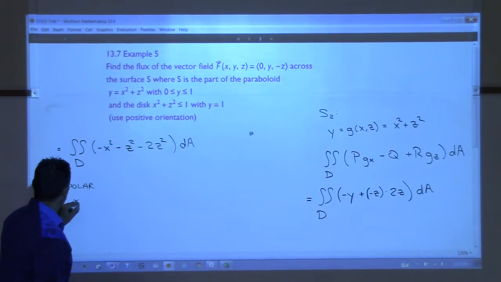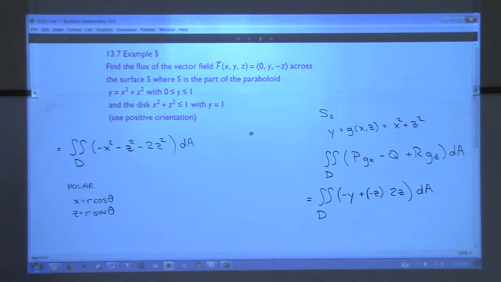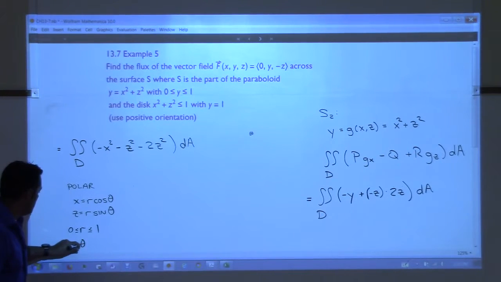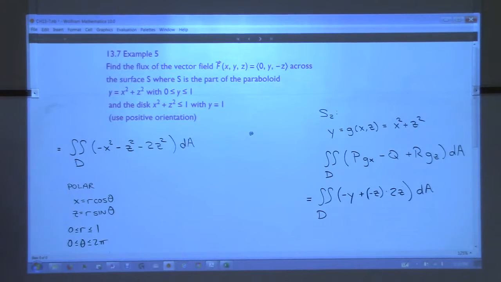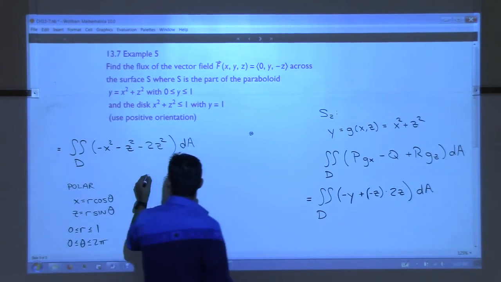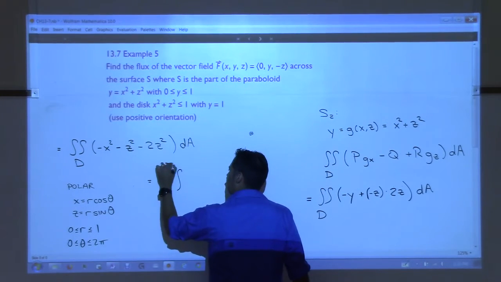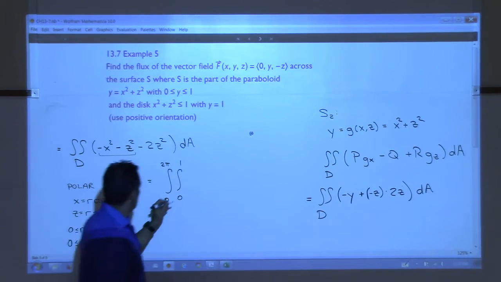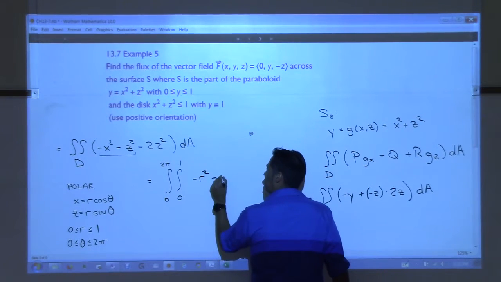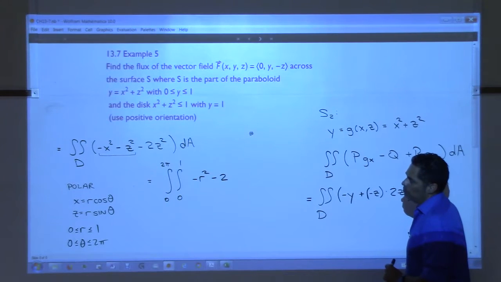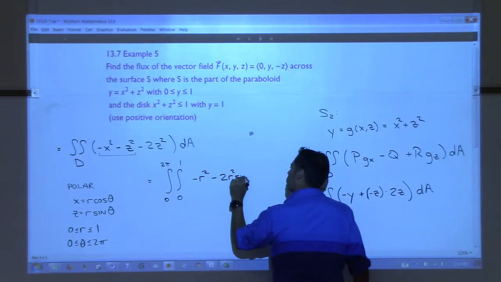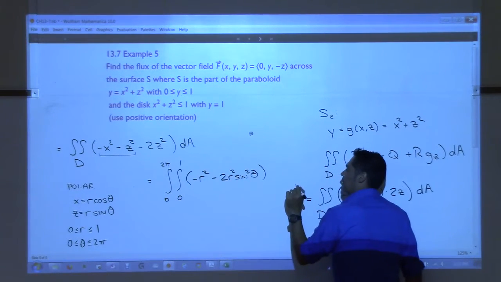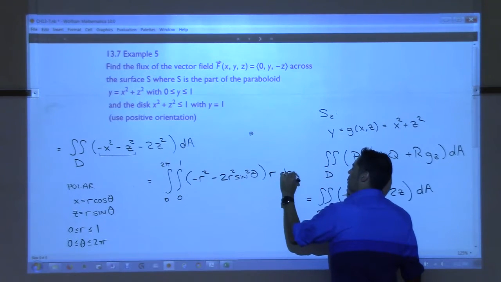To go to polar, I need to make my conversion that x is going to be r cosine theta, and my z is going to be r sine theta, because we're working with x and z, not x and y. Our r will go between 0 and 1 because it has a radius of 1, right? And theta will go from 0 to 2 pi. By doing it that way, this integral now becomes 0 to 2 pi, 0 to 1. I left this alone because when I factor out a negative, that will become negative r squared. And then I have minus 2 times z squared, so r squared sine squared theta, times r, right? Don't forget the r, dr d theta.